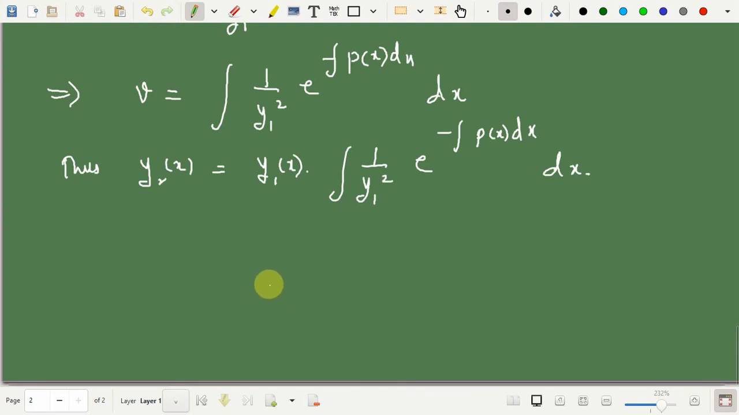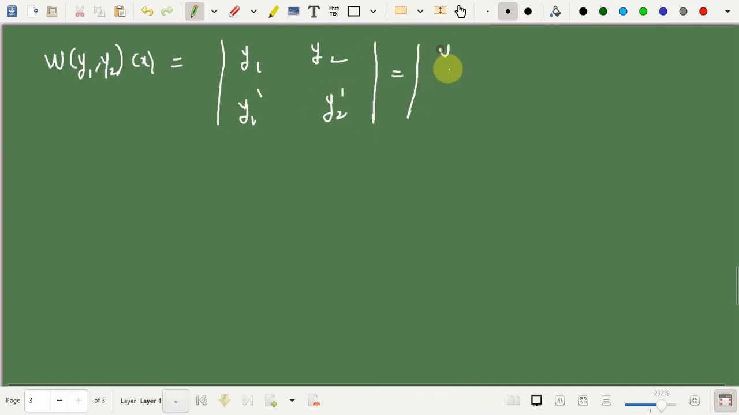But there is one more part remaining, that is to show that this y1 and y2 are linearly independent. To prove this we just compute the Wronskian of y1 and y2. So the Wronskian of y1 and y2 at x is nothing but the determinant of y1, y2, y1 prime, y2 prime.